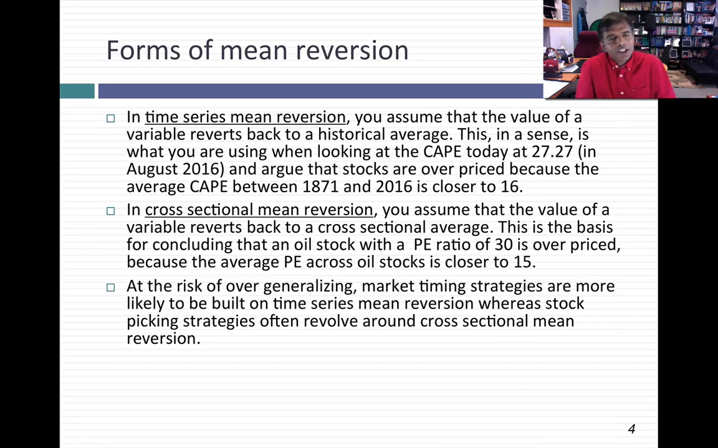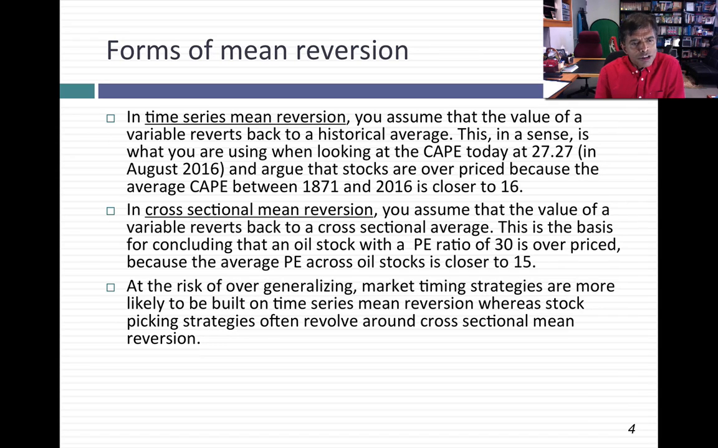The first is time series mean reversion. We assume that things revert back to a historic average. That, after all, is what we're doing when we use PE or Shiller PE to argue that stocks are overpriced today at 27 times earnings or 25 times earnings, because the historic average is 15 or 16 or 18.